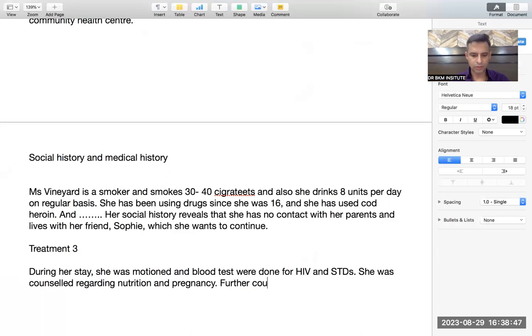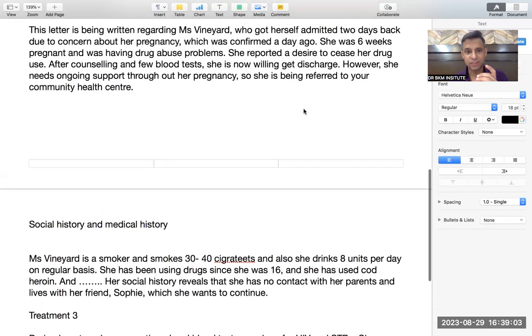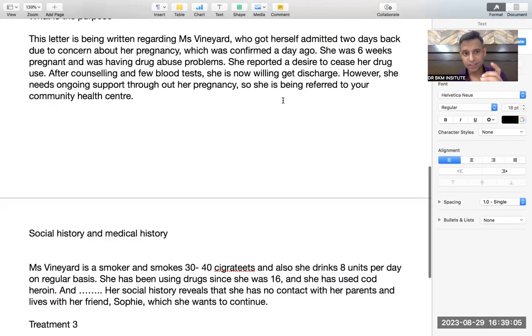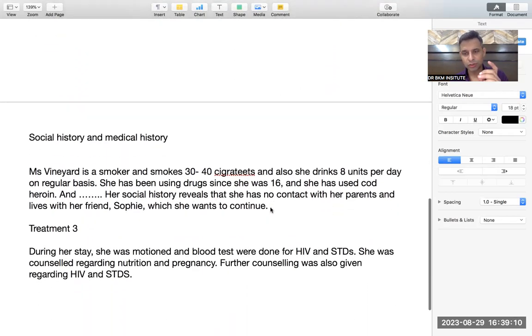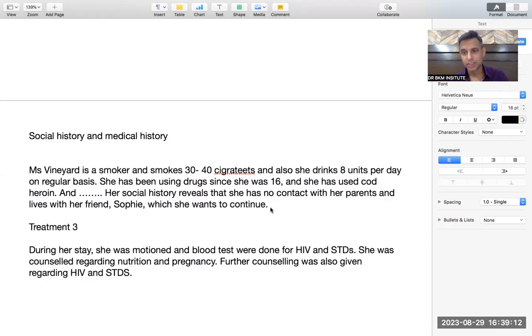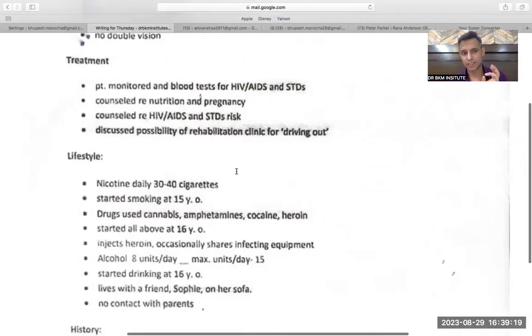Further counseling was also given regarding HIV and STDs. So you're just writing simple things. You're writing to the community health nurse, talking about the patient's situation: that she is pregnant, she is coming to you for ongoing support, she is a smoker, she is a drug abuser. So during her stay, all these things were done.